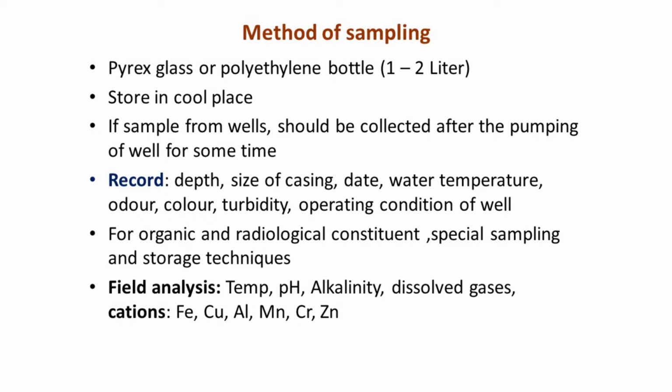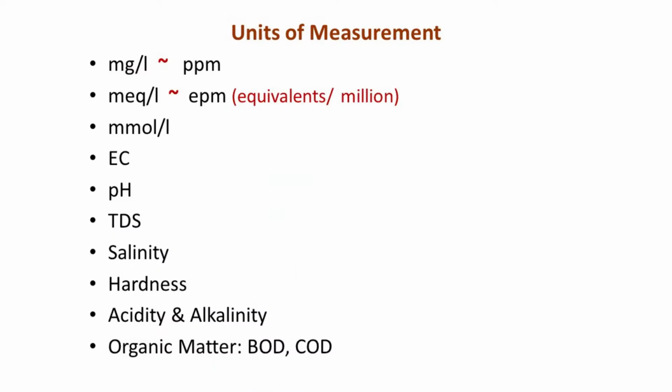So, again, before going to talk about the quality parameters of groundwater, it is essential to understand the various units of measurement. The various units which are commonly used for the measurements include milligram per liter, which is equivalent to parts per million, milliequivalent per liter, which is equivalent to ppm, millimoles per liter, electrical conductivity, pH, TDS, salinity, hardness, acidity and alkalinity, and for organic matter, the parameters or the units are BOD and COD.